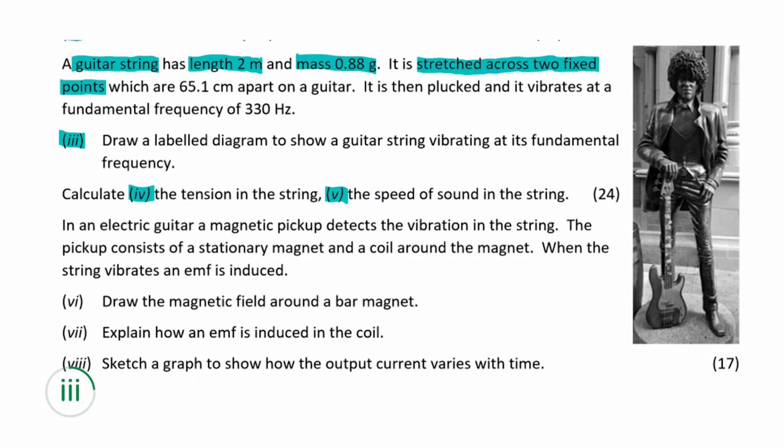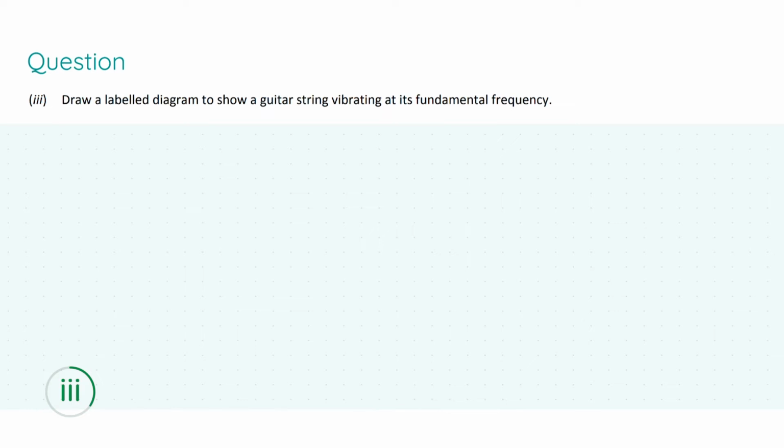We are told that these points are 65.1 centimeters apart on the guitar. It is then plucked and it vibrates at a fundamental frequency of 330 hertz. With this information, let's first go on to part 3, where we are asked to draw a labelled diagram to show a guitar string vibrating at its fundamental frequency.